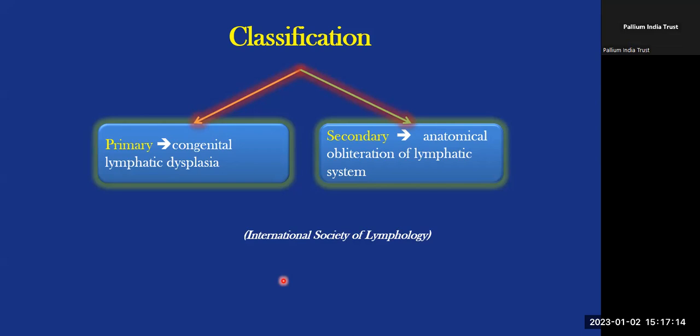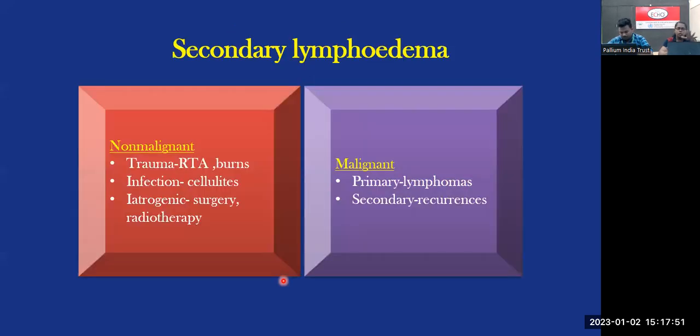And the second one is the secondary classification, which is anatomical obliteration of the lymphatic system. Now our lymphatic system is working well, but after 2 weeks or tomorrow, we don't know what will be happening in our body. If there is any problem in our lymphatic system, there is a chance of lymphedema. Secondary is again divided into two: non-malignant and malignant.